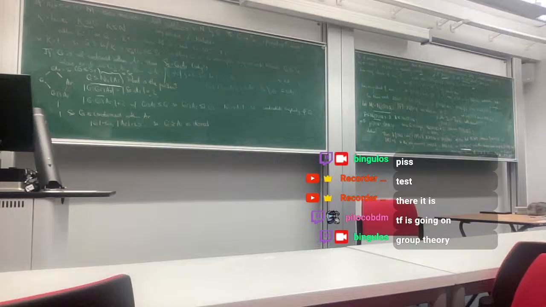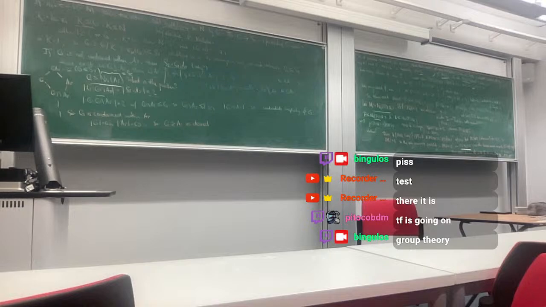So what is the index of A5 in S5? It is 2, because you have the even permutations and the odd permutations. So the index of A5 in S5 is 2. By the diamond, the second isomorphism theorem, the index of G intersect A5 in G is equal to 2. How is that helpful? G intersect A5 is a subgroup of G, but now we know that it has index 2, so it is normal. G intersect A5 is a normal subgroup of G.